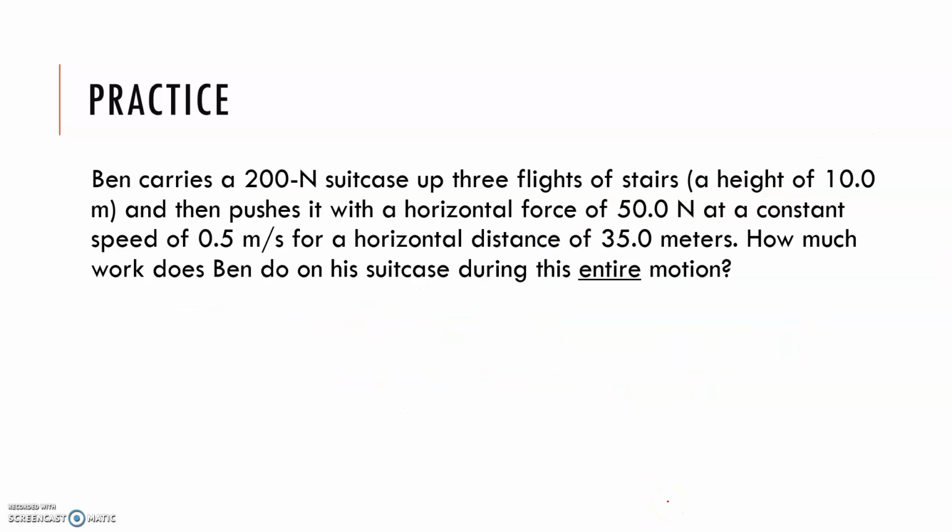The next practice problem is Ben carries a 200 Newton suitcase up 3 flights of stairs that has a height of 10 meters, then pushes it horizontally with a force of 50 newtons at a constant speed of 5 meters per second for a horizontal displacement of 35 meters. How much work does Ben do on his suitcase during this entire motion? So looking at work, again, it's force times distance times cosine if it's given an angle. We have the force of the suitcase, we have that distance for the first part, the force of the second part, and the distance of the second part.